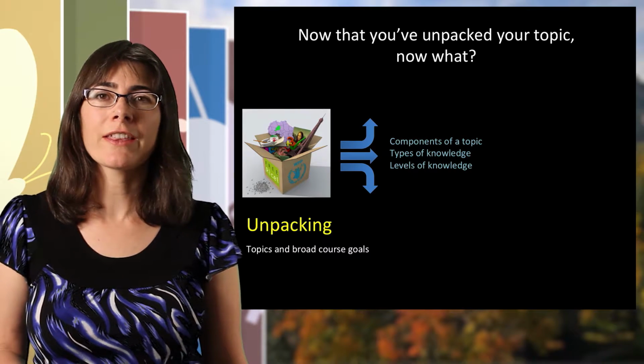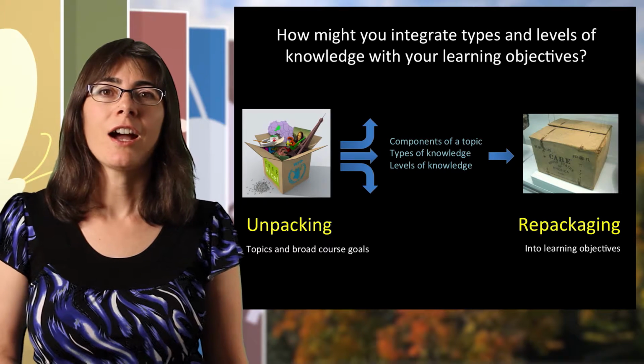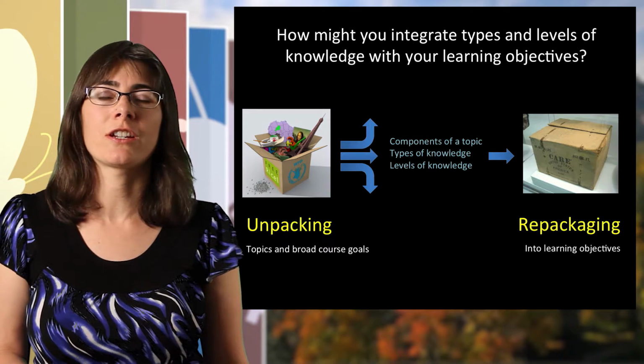So now we've talked about different ways to unpack your particular topic, identifying the components of that topic, looking at the types of knowledge that you want students to learn about that topic, and then the levels of knowledge in that topic. So now that you've done all that unpacking, what do you do? Well, you actually have to do some repacking of all of those components into your learning objectives.